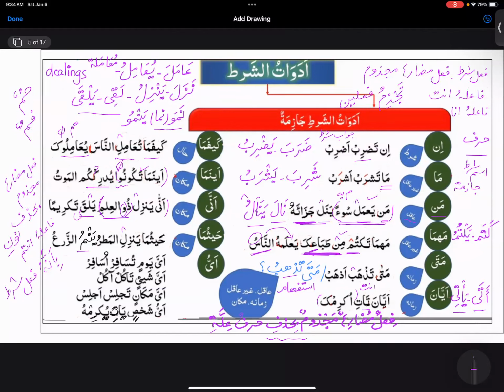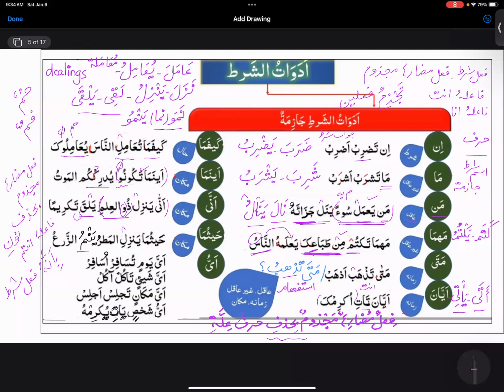Okay, so failun mudariun majzumun bihasfi harfu illa. So harfu illa is being dropped over here, and this is how it is majzum. And yes, biannahu jawabu shart. Very good, mashallah. And zaru is the fi'l of yanmu. Yeah. The crops would grow.